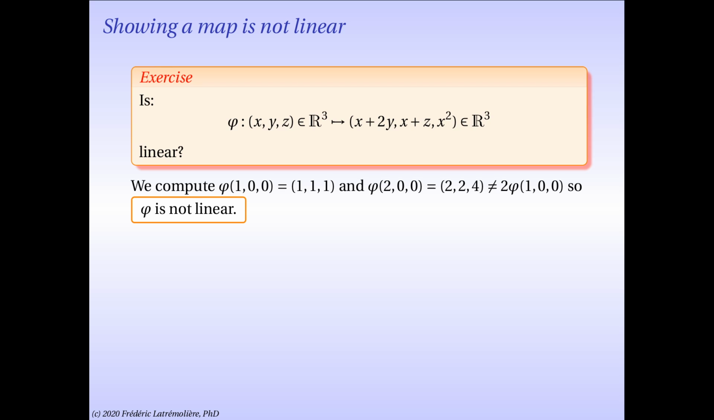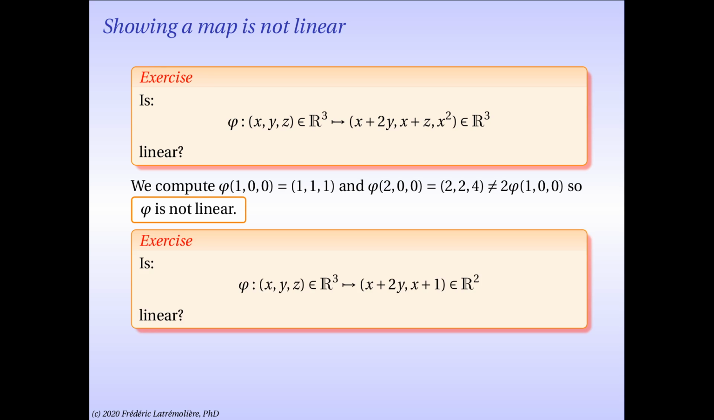But while the input vectors are related to each other by a factor of 2, that is 2 times (1, 0, 0) is equal to (2, 0, 0), the outputs of applying phi to these two vectors are not related in the same way. Phi of (1, 0, 0) is (1, 1, 1), twice that would be (2, 2, 2), yet phi of (2, 0, 0) is in fact (2, 2, 4). So there is at least a vector and a scalar, namely here the vector (1, 0, 0) and the scalar 2, so that phi of twice the vector is not equal to twice phi of that vector. That means that phi cannot be linear.